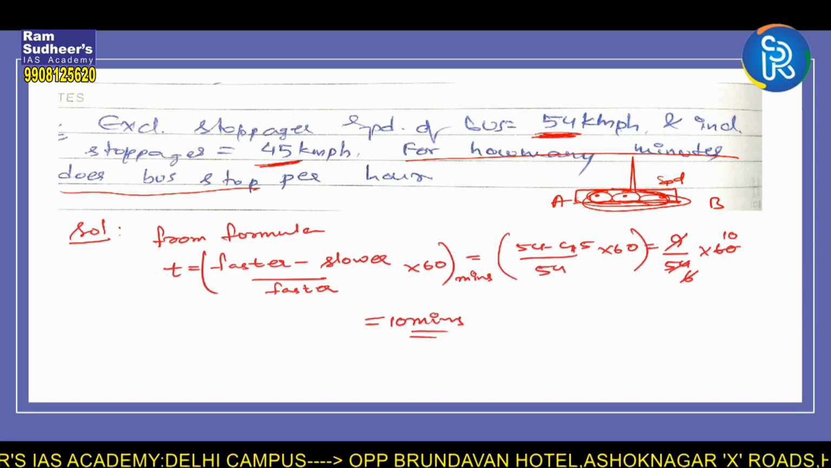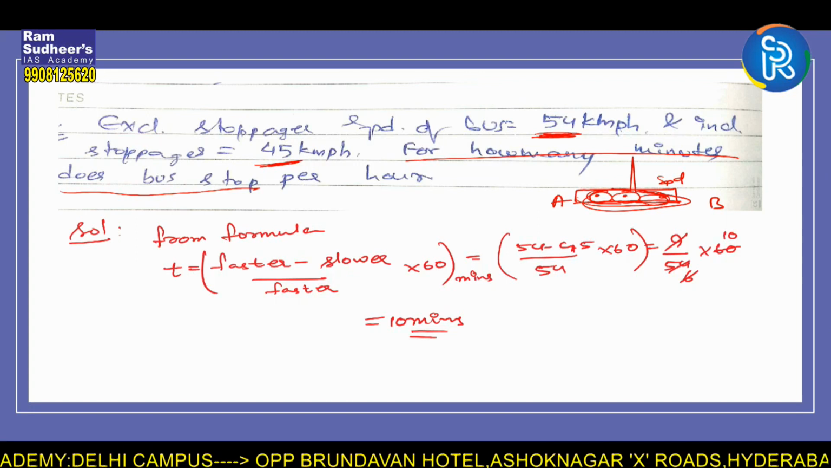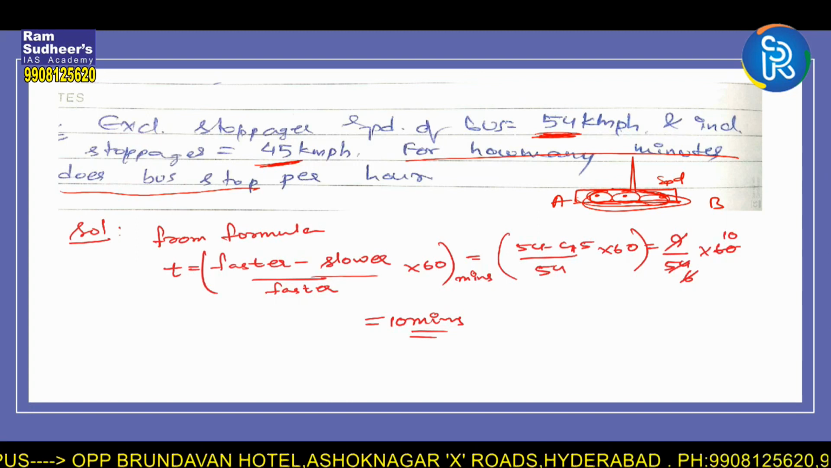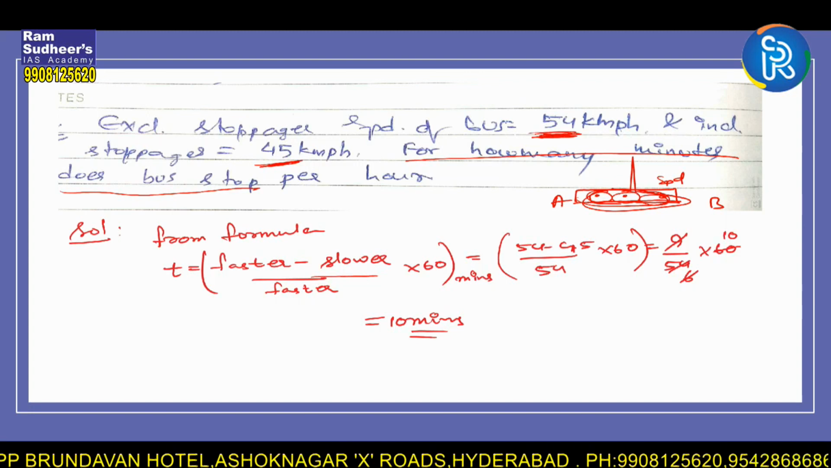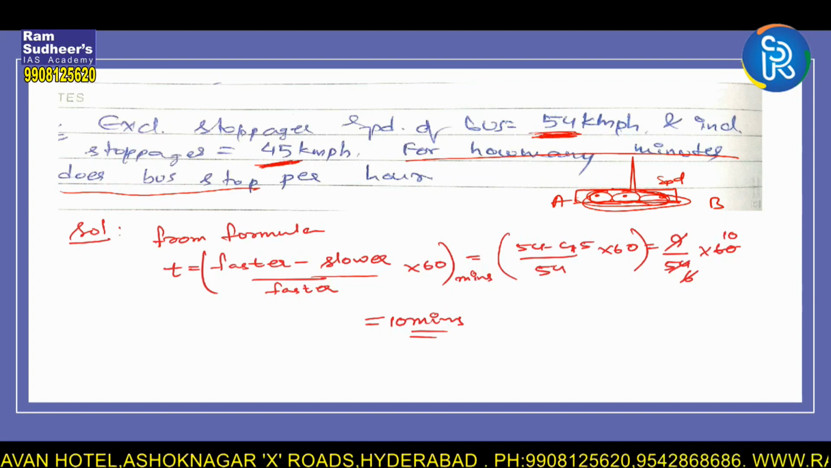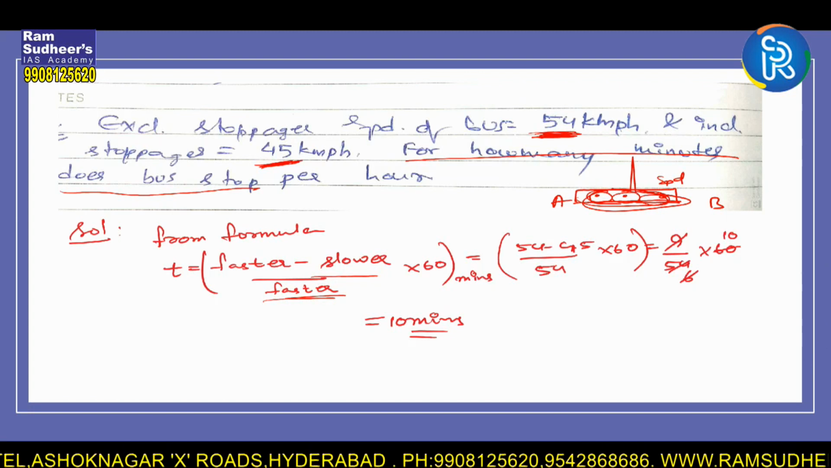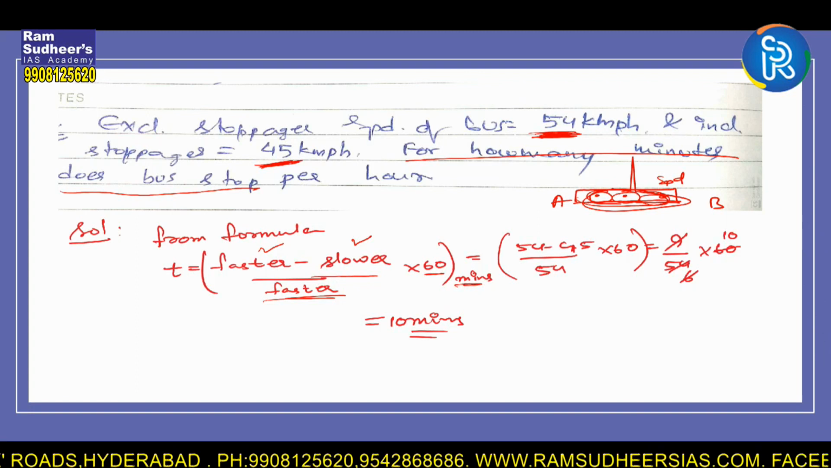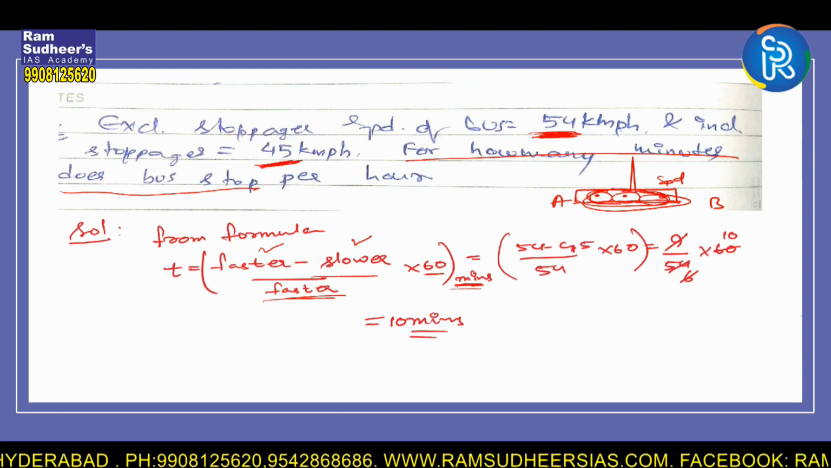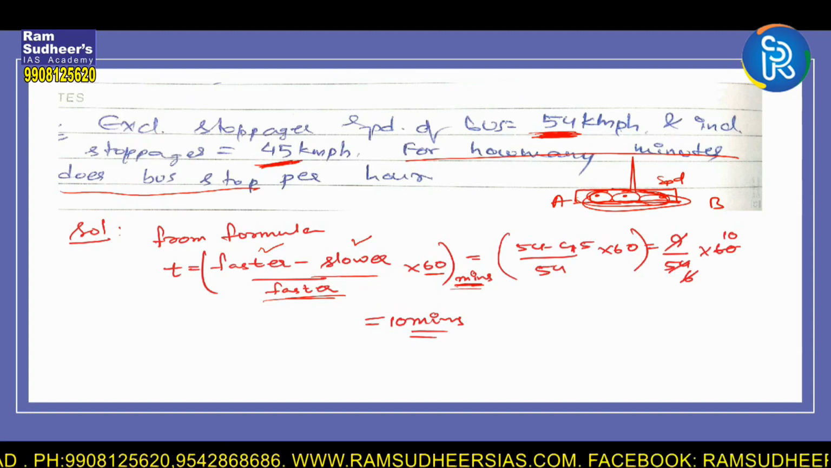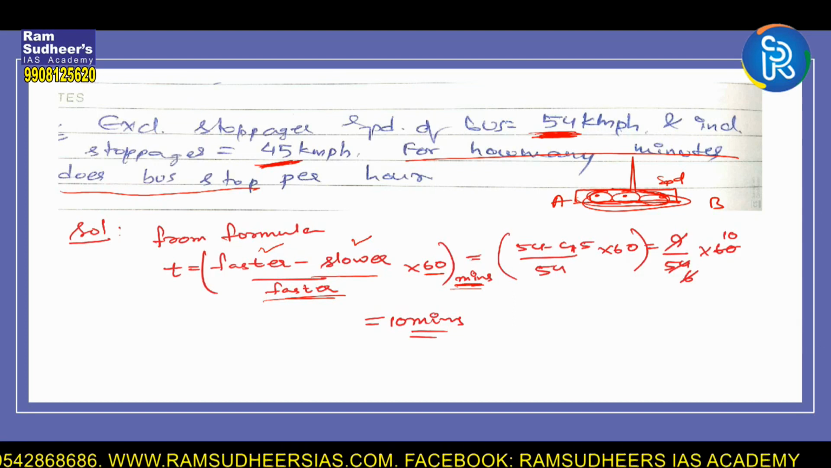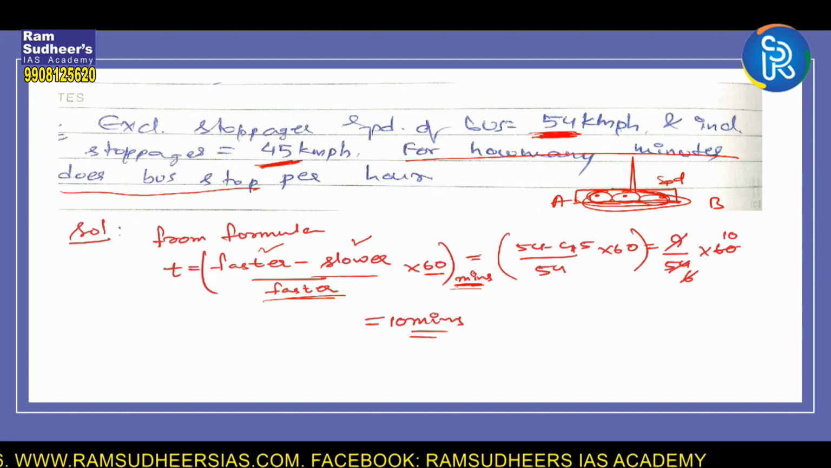From the formula which we have learned in the starting slides, time equals faster speed minus slower speed by faster speed. Faster speed is 54 km per hour, slower speed is 45 km per hour, by faster speed, which is 54 km per hour. This is excluding stoppages, this is including stoppages. Into 60 minutes, this would always be minutes. This is a formula which is deduced in some books, and I have directly taken it from the books. You need not worry about the derivation. Just start practicing problems with this formula.